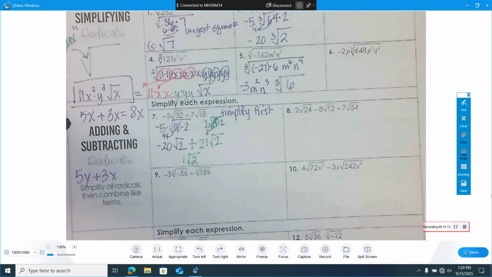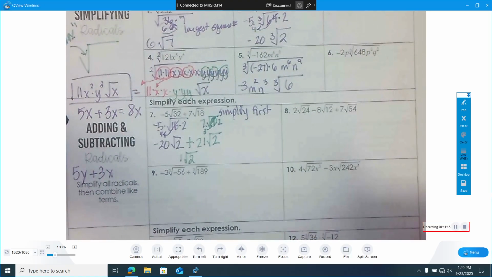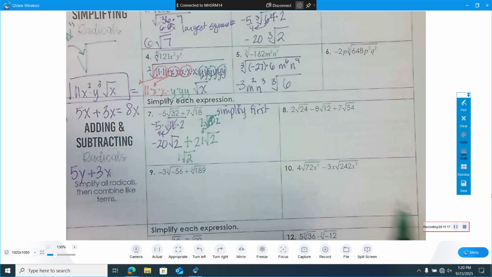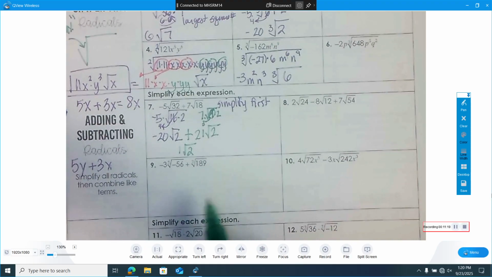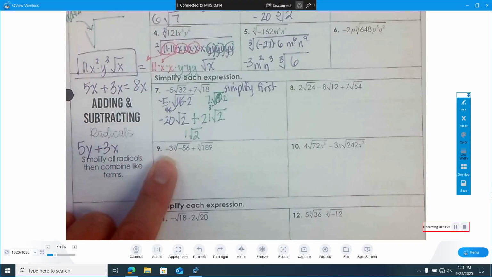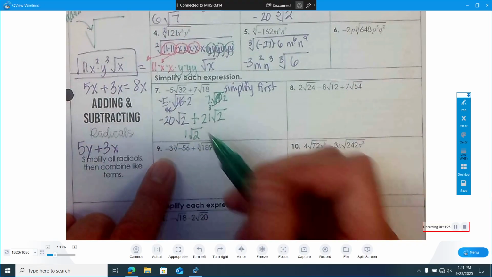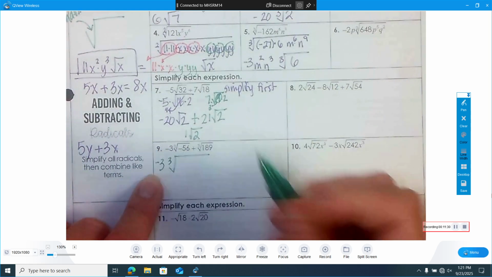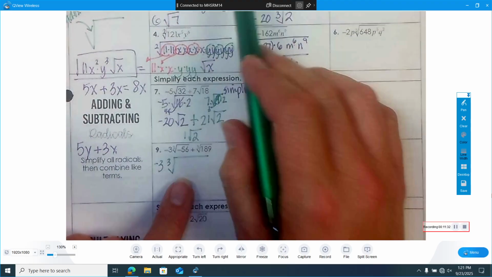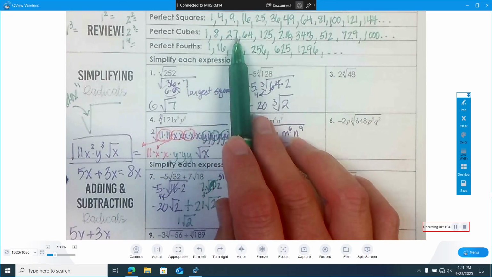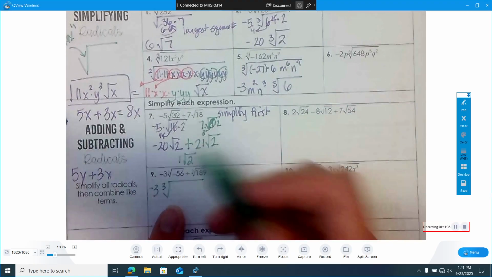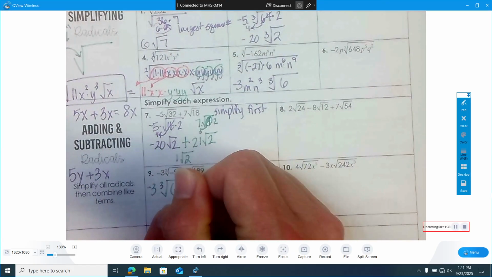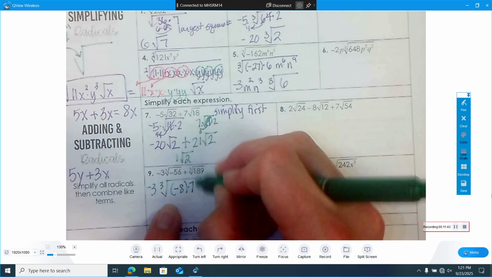Okay? All right, let's look here at number 9. These are cube roots. These are cube roots. So I need to be very careful here. 56. I'm looking for perfect cubes that go. Is it 8? I think it's 8. All right, it's probably 8. So I'm going to make that the negative 8 times 7. There's our negative 56, right?